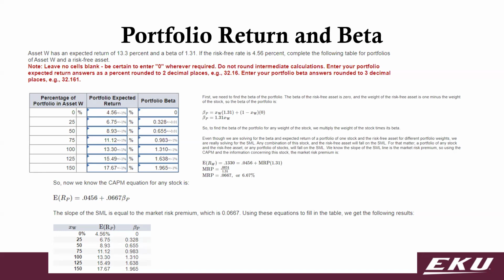And then we can weight ourselves between asset W and the risk-free rate. So if you see the table where it says percentage in asset W 0, that means you only own the risk-free rate, right? So your expected return is going to be the risk-free return, and there is no beta because there's no risky asset. It's just the risk-free rate, right?